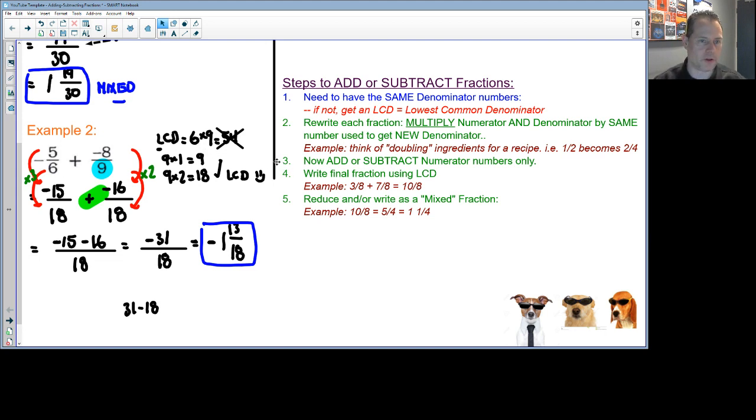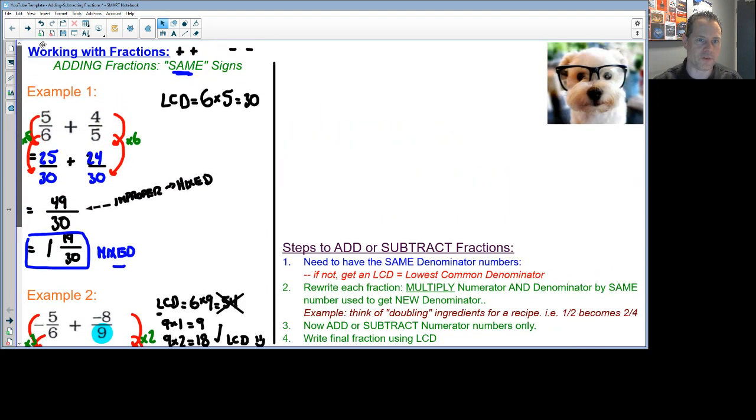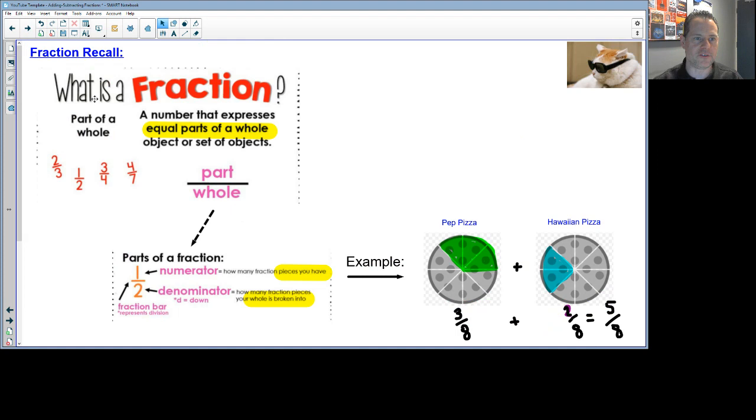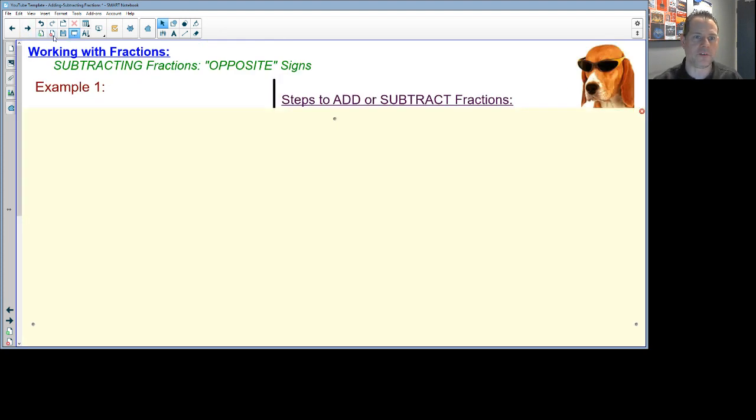So what I'll do is I'll shoot over. We'll take a look at subtracting fractions. We'll do a couple of examples of those, keeping in mind that when you have same signs, we add. But if the fractions have opposite signs, of course, this is when we are going to subtract. But the steps are really the same. You still need to get a common denominator.